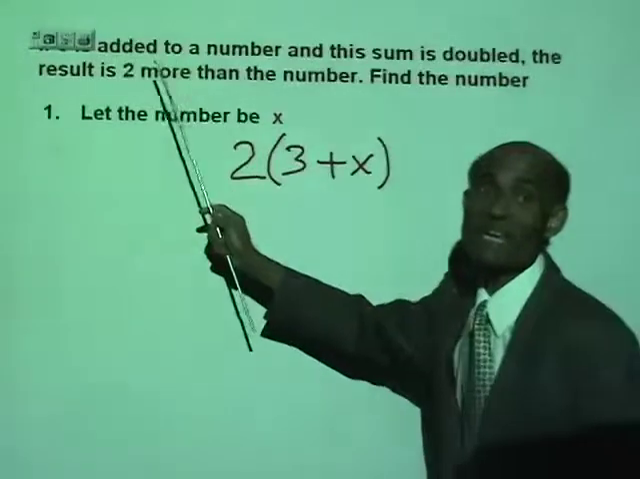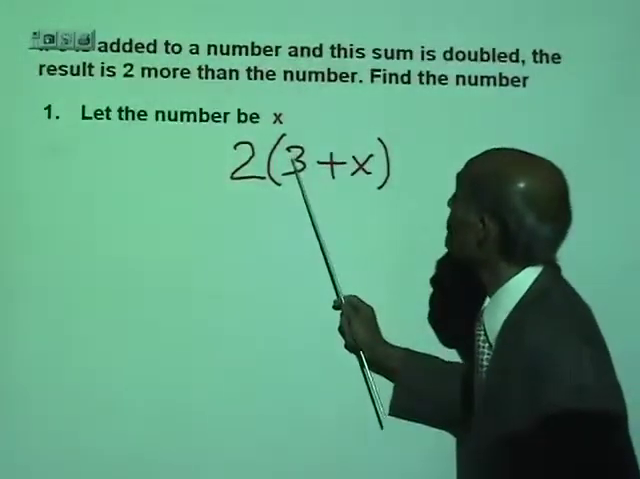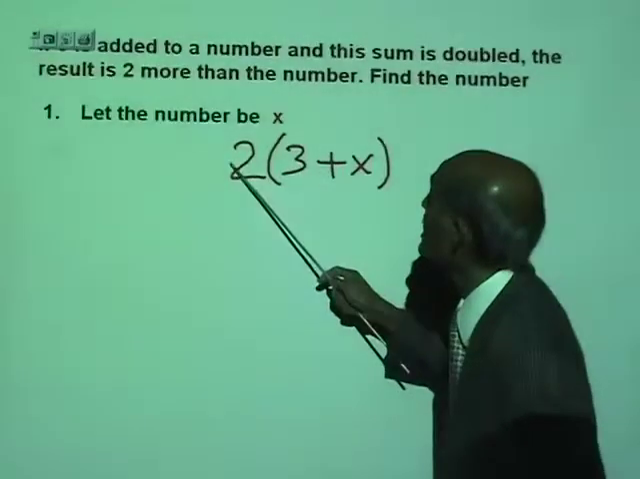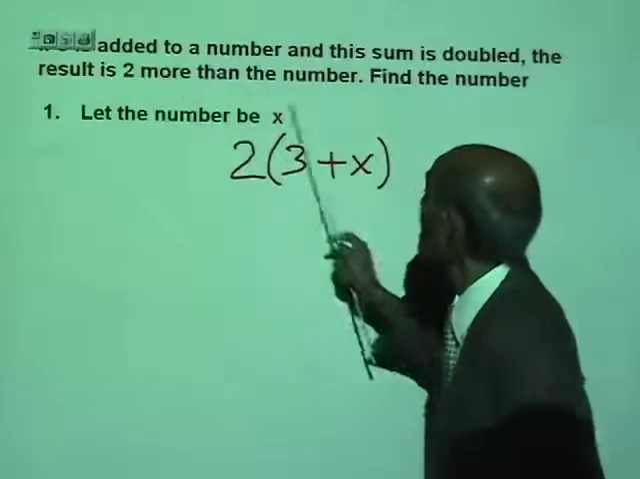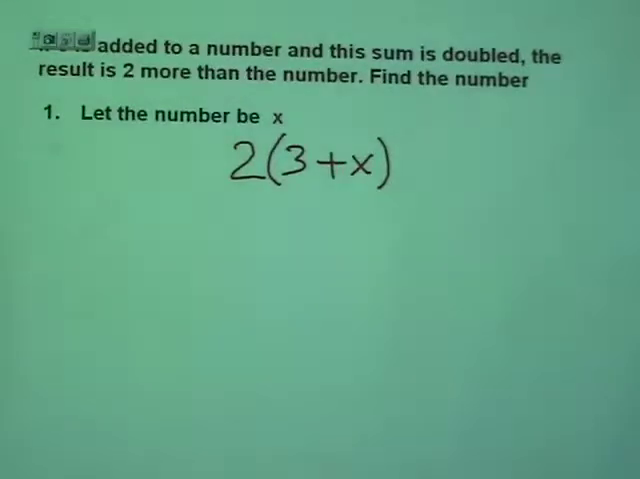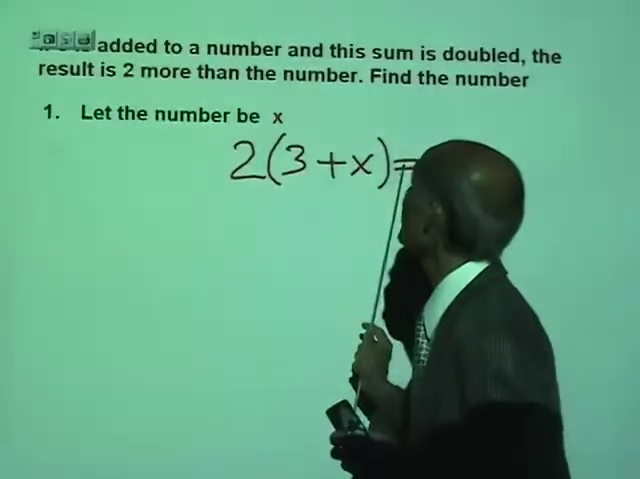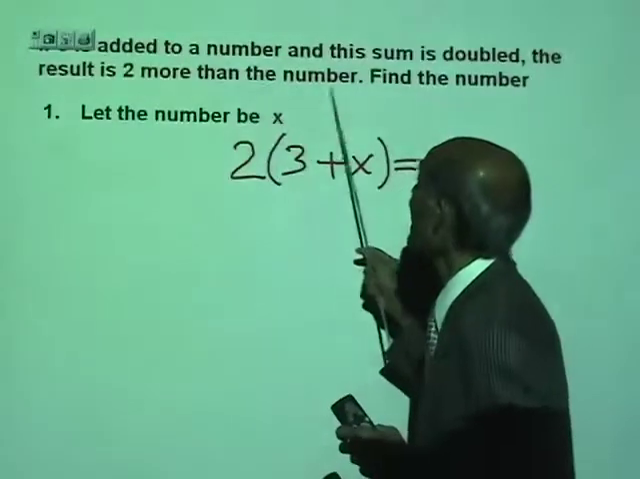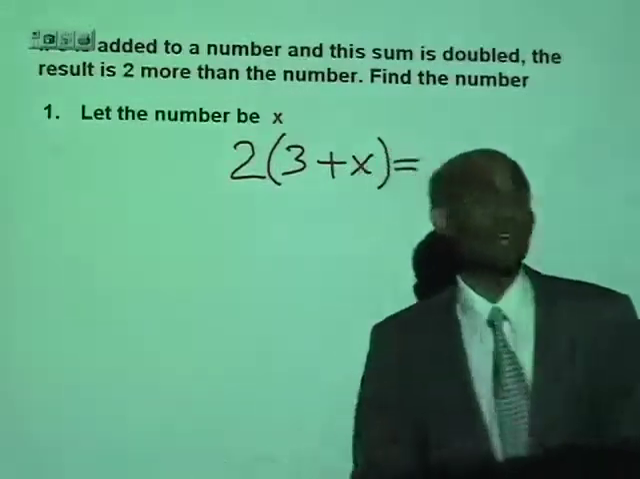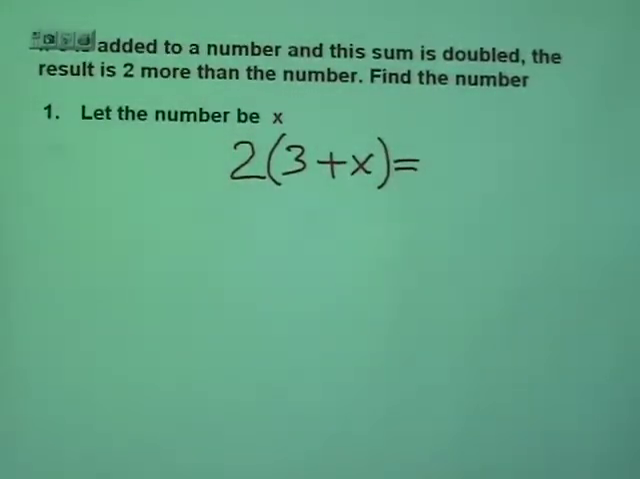Now, this is what is said in the first part of the problem. If 3 is added to a number, and this sum is doubled, the result is, so this must be equal to, let's complete out here what that is equal to. The result will be equal to what? Result is equal to 2 more than the number. What is 2 more than the number? 2 plus x. Isn't it simple? Alright, that will be 2 plus x.